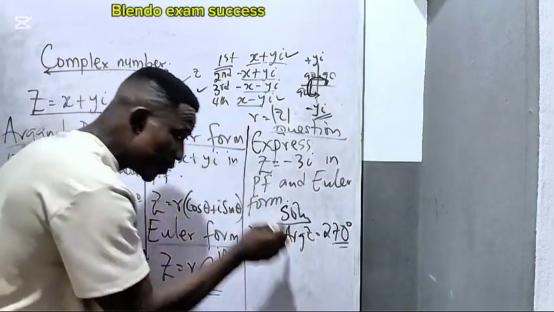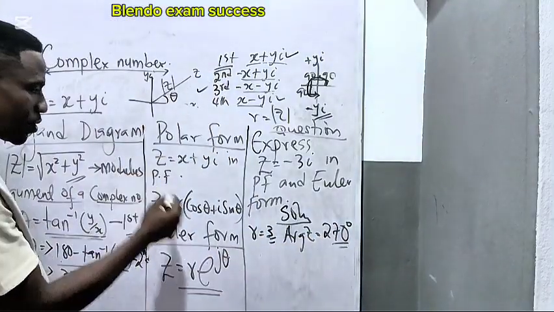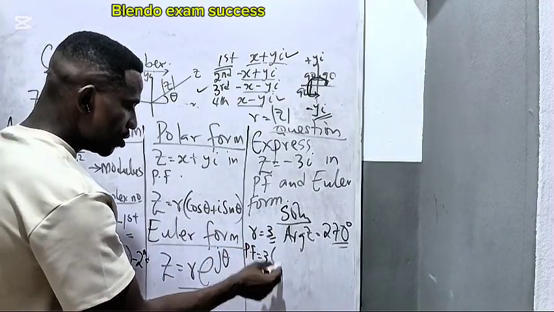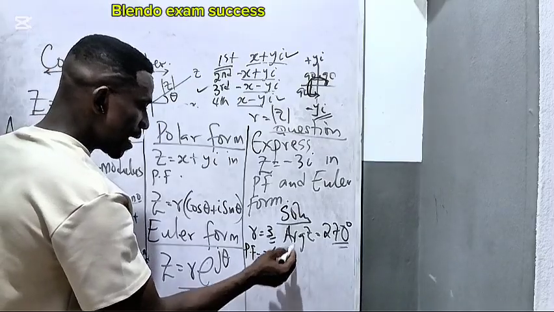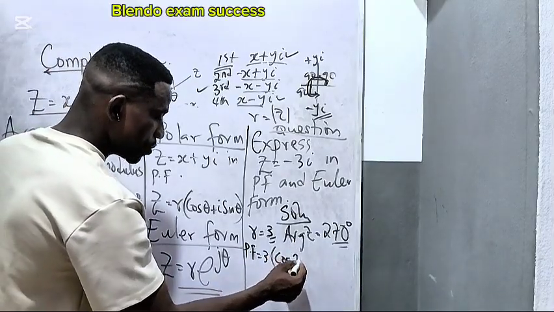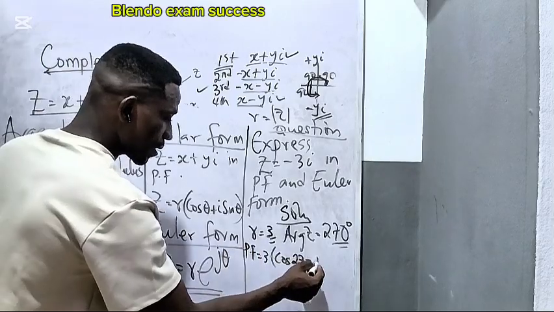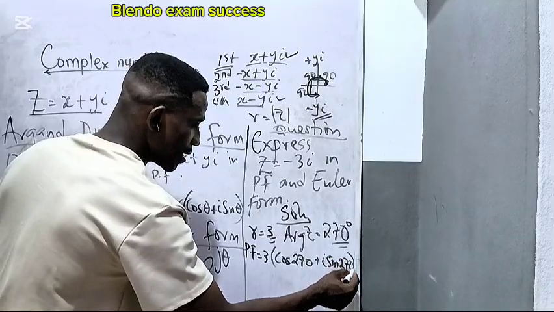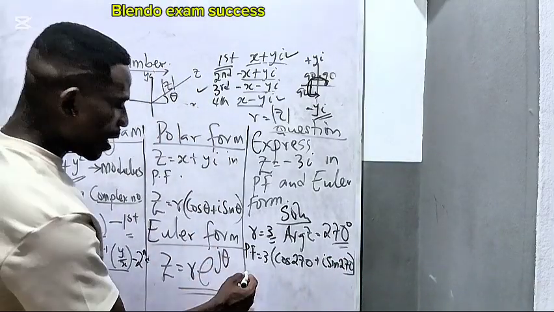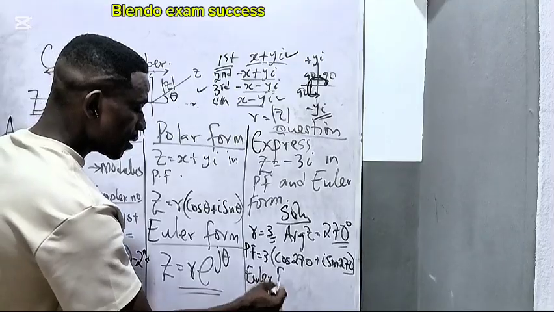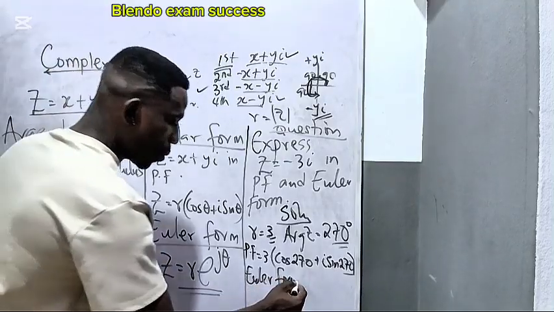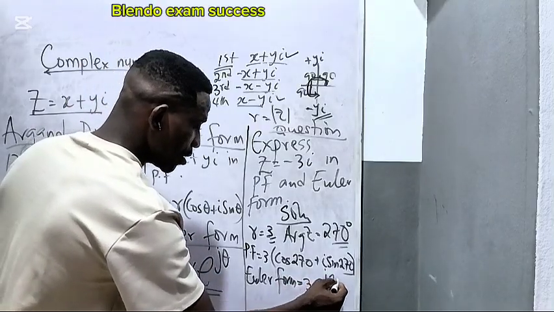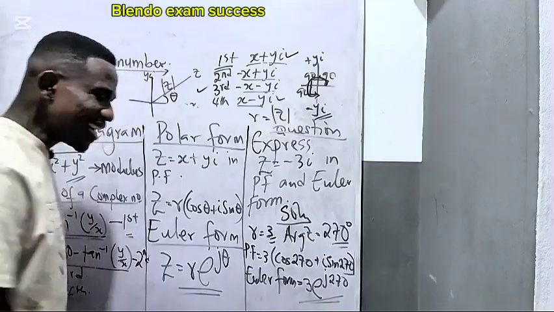Now, because we've known the argument and r, remember the expression of polar form. Polar form is equal to r, which is 3, into cos theta, which is the argument 270, okay, plus i sine 270. So that is the answer to polar form. Then, Euler form, okay, Euler form is equal to, what is r? 3 e to the j 270. So that is it for this video.